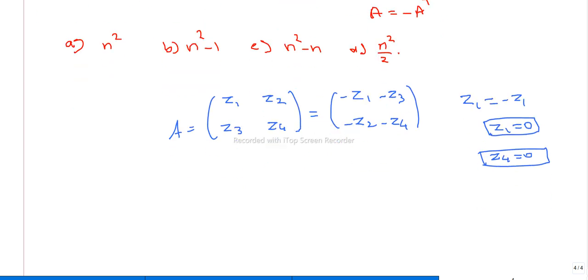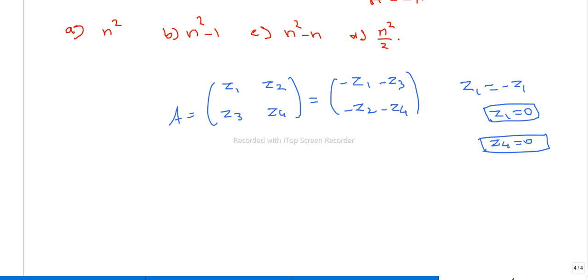Therefore A reduces to matrices of the form 0, some Z2, then the lower term should be the negative of this term, and 0. So every such matrix is of this form. Instead of Z2, simply say Z. Z is a complex number, and any complex number can be written as X plus iY. So the matrix is 0, X plus iY, minus X minus iY, 0.